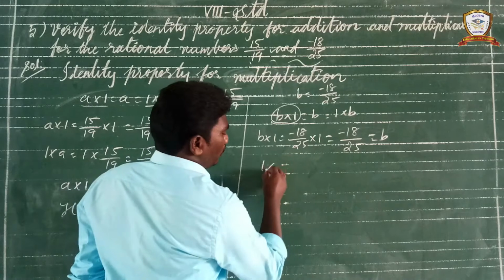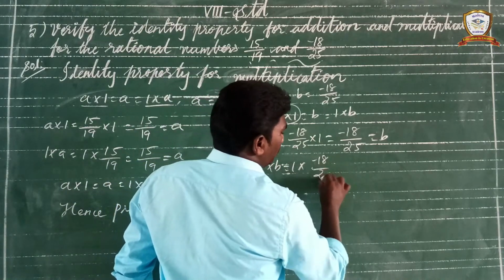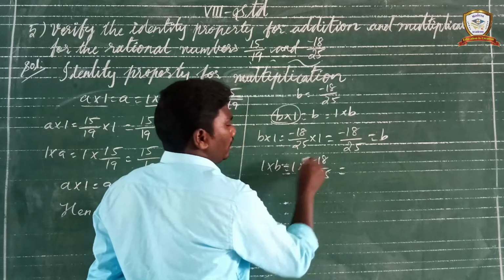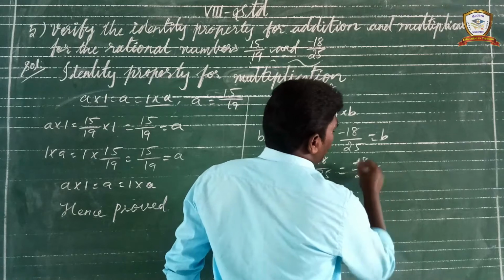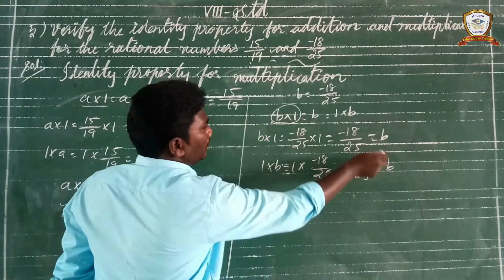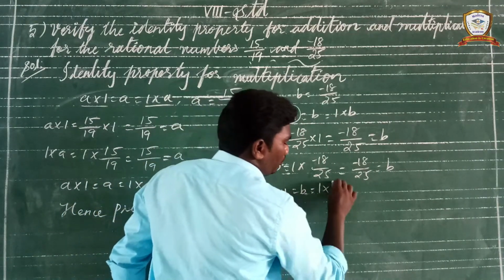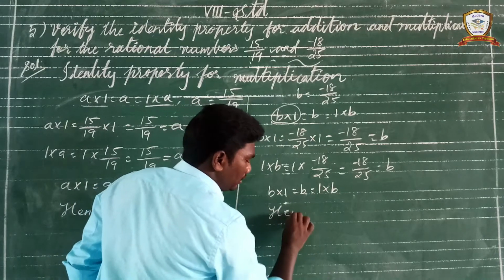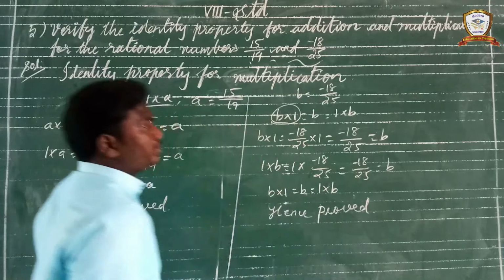The next, 1 into b is equal to 1 into minus 18 divided by 25, which is minus 18 divided by 25. So this one, minus 18 divided by 25, is equal to b. Therefore this is also equal. Therefore b into 1 is equal to b is equal to 1 into b. Therefore hence proved. Are you clear about this sum? This sum is very easy.